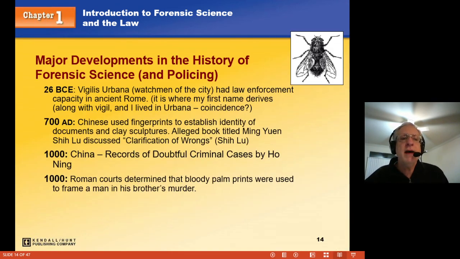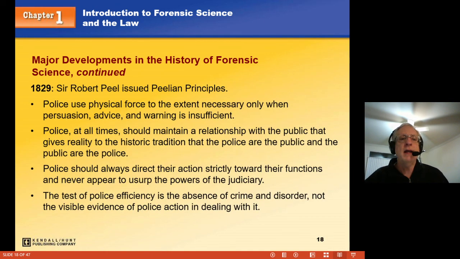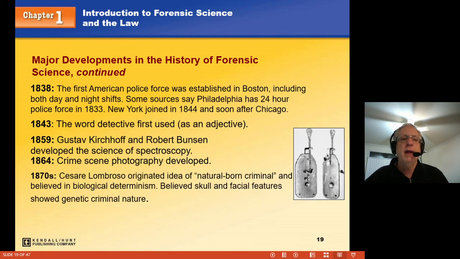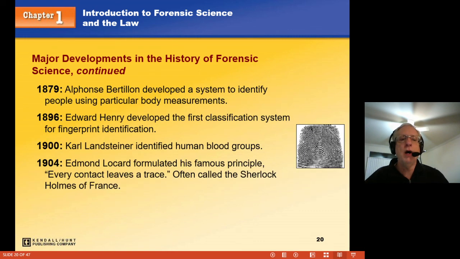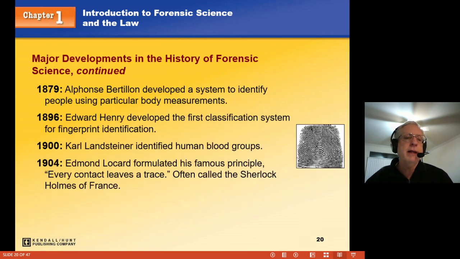But if I say 26 BCE, you should know, okay, the only thing that could possibly be is Vigiles Urbani. Or if I say 1776, well, that's got to be Paul Revere, right? Just the timing. You should know Peelian principles, and you should know who Edmond Locard is. You should know 1984 was the first DNA evidence. And you should probably know 1896.